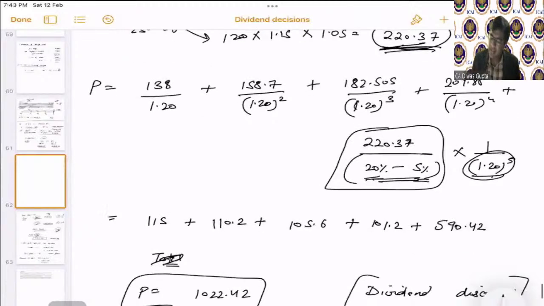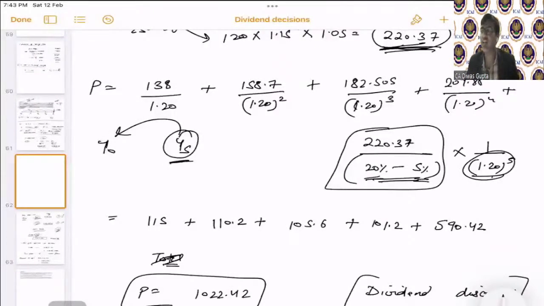See, the thing is that this is a present value after the end of 5th year, Mansha. This is the present value, not as on today, not as on y0. This is as on y5. Hence, to bring it to y0 again, we have to do one more present value. Hence, we have taken 1.2.